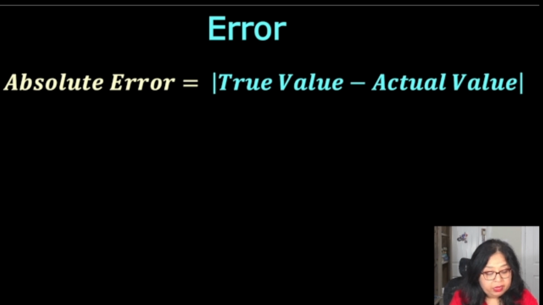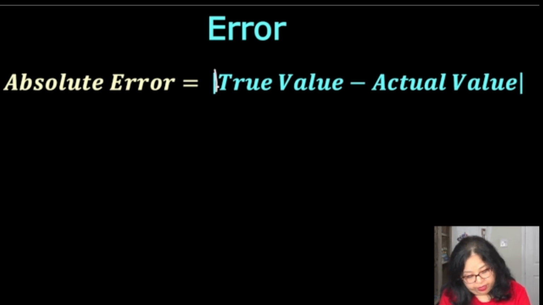It is defined as the magnitude of true value minus the actual value. So you see these vertical lines? This means that I'm talking about the magnitude. I'm taking the absolute value.